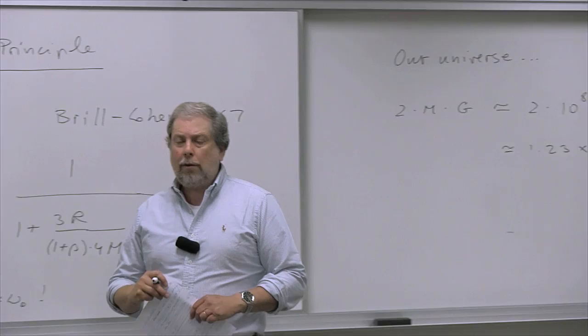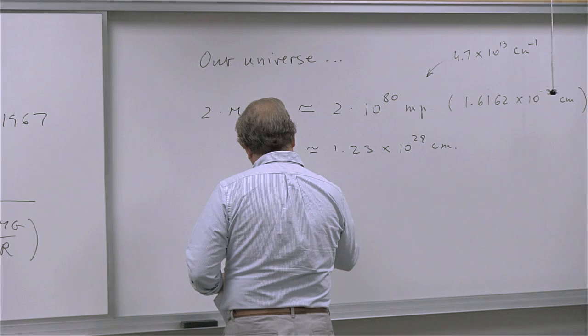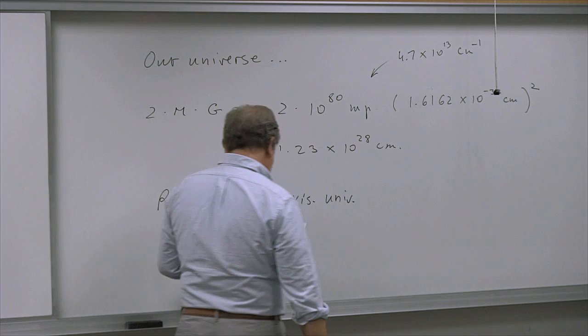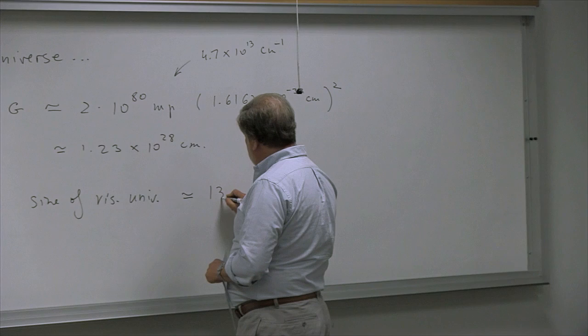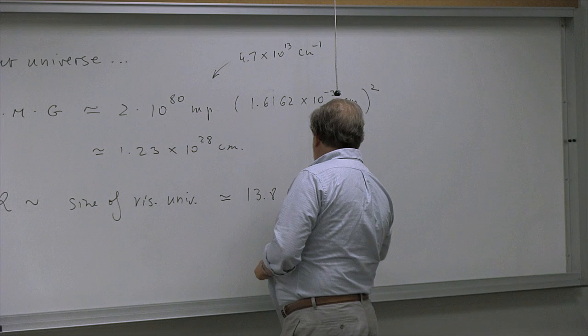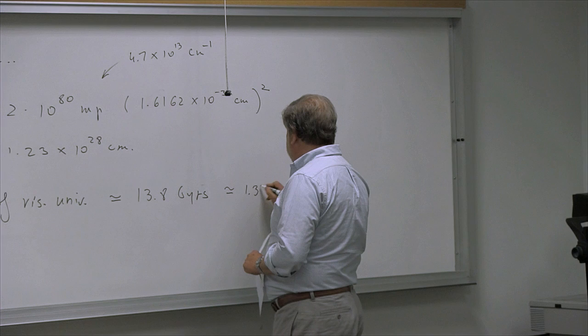And now we can repeat that for R and see if we get a similar scale. So R is the size of the visible universe, and we can take that to be roughly of the order of the Hubble constant. So that's about 13.8 gigayears for the age of the universe. 13.8 gigayears expressed now in centimeters is about 1.31 times 10 to the 27 centimeters.